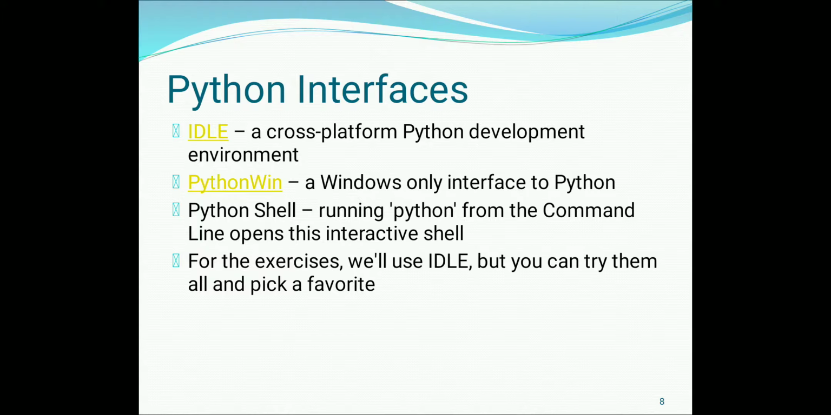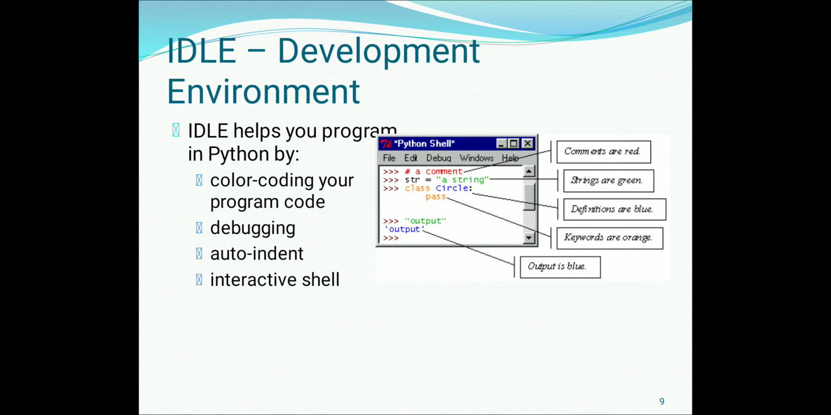Python interface. First we know IDLE, a cross-platform Python development environment. PythonWin, a Windows-only interface to Python. Python shell, running Python from the command line, opens this interactive shell. The IDLE development environment helps you program in Python. IDLE helps us with what program we write and how we write it: the color coding, debugging, auto indent, interactive shells, etc.